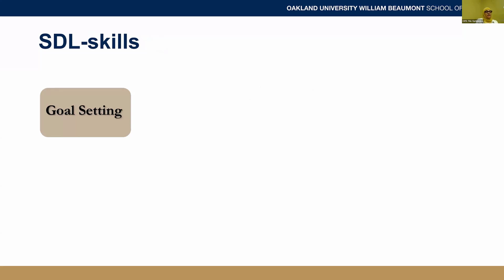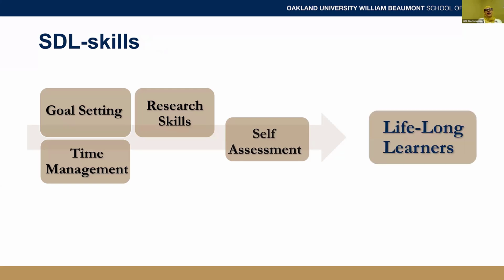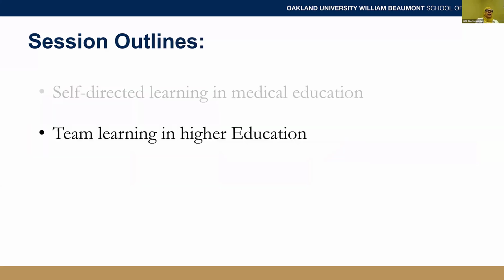What are these skills? Among these skills, they will be able to set their goals. They will be able to self-assess. They will be able to manage their time. They will be able to develop their research skills. And at the end, they will have adaptability and flexibility with their schedule and their learning styles, and they will be lifelong learners. So this is what self-directed learning means.